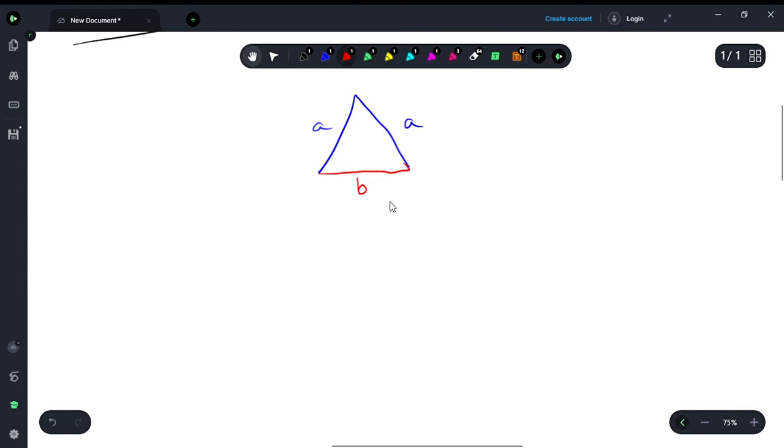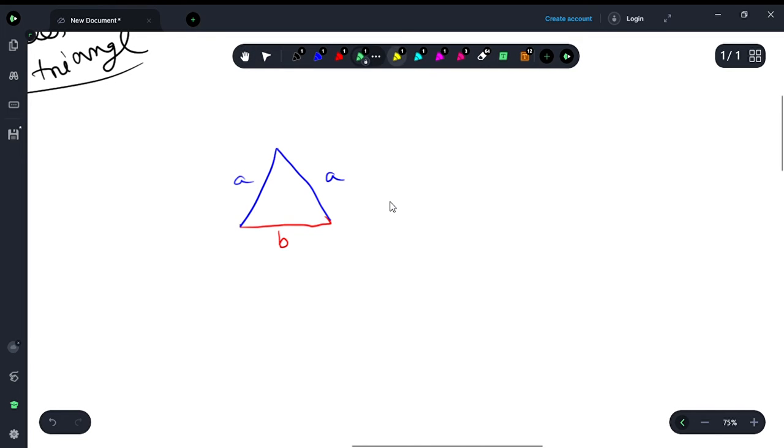So how will we find the area of that? We just know that the general formula for the area is half into base into height. So what's the base here? We got the base as B. And what's the height? Height is unknown as yet, because we can't find any perpendicular line to the base that could be called the height.